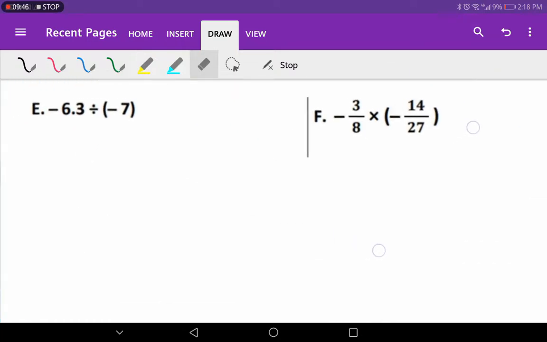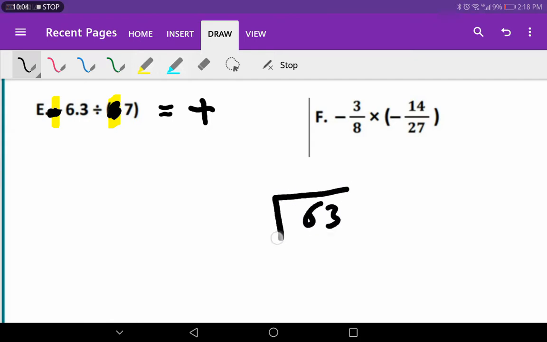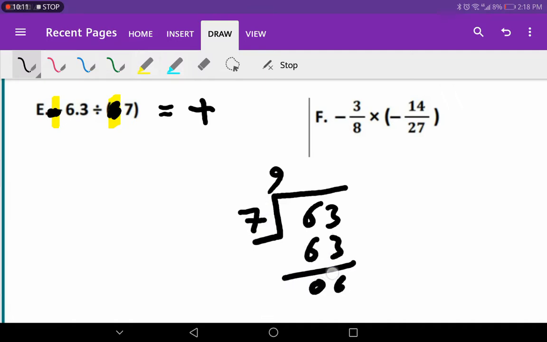Here, the same strategy. I have negative, that means the answer must be positive. So ignore it. I don't need it. Now 6.3 divided by 7. Okay, I can do it like this. 63 divided by 7. It is 9. So the answer must be 9.